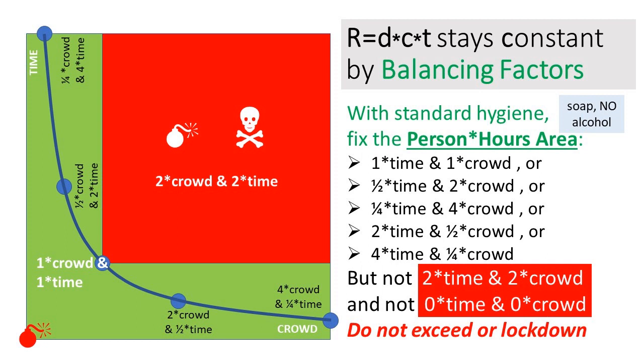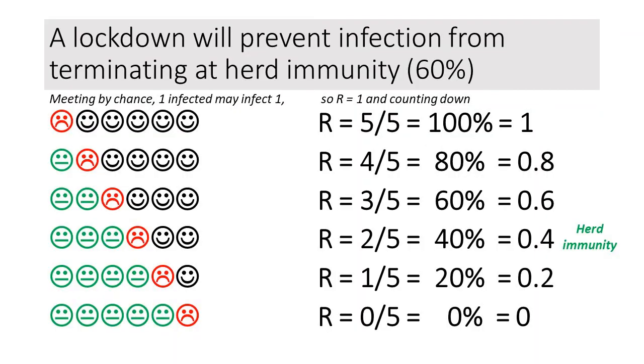Simply balance. A lockdown will prevent infection from terminating at herd immunity, where 60% of the population has been infected. A simple game will show why. In a group of 6 persons, in turn, the players choose one person to infect. The chance of success decreases, and soon the chance is down to 40%, where herd immunity occurs.